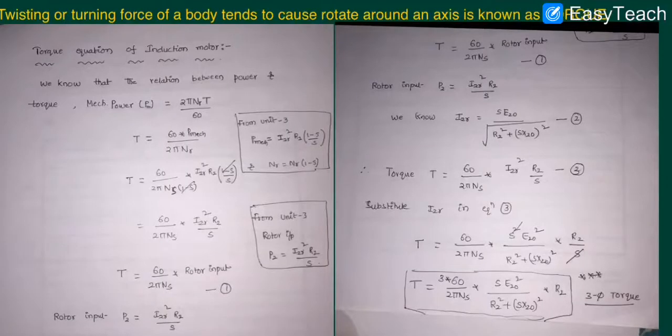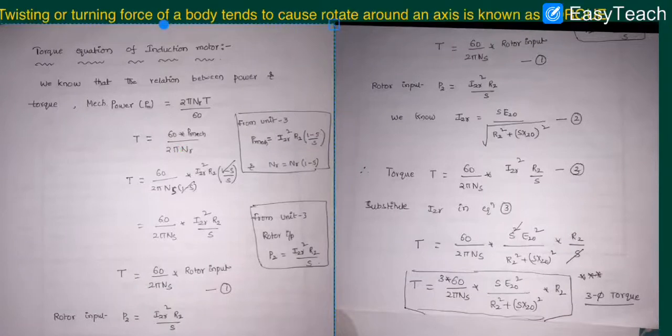Generally, how can we define torque? What is meant by torque? Torque is defined as the turning or twisting moment or force of a body that tends to cause rotation around an axis. This is very important. For any machine the torque definition is the same, but based on the principle of the machine we have different torque expressions. We have already completed the torque equation in DC machines.